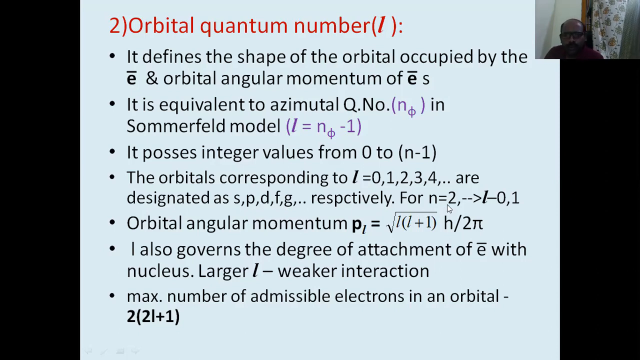For n equal to 2, we see what the possible values of L are. The L value is actually 0 to n minus 1. If n is equal to 2, n minus 1 is 1 only. 2 minus 1 gives us 1. So L possesses the values 0 and 1. These are the possible values of L when n is equal to 2.